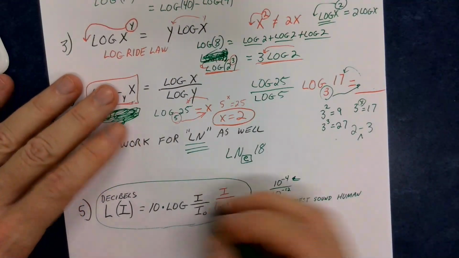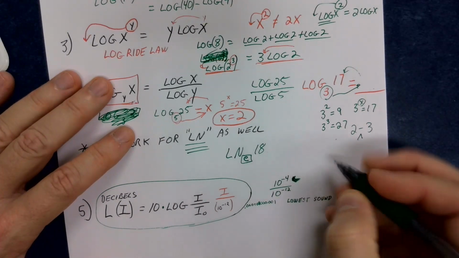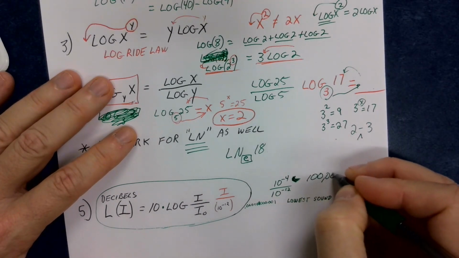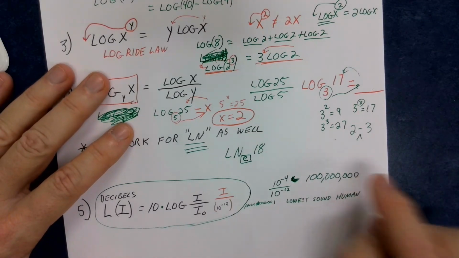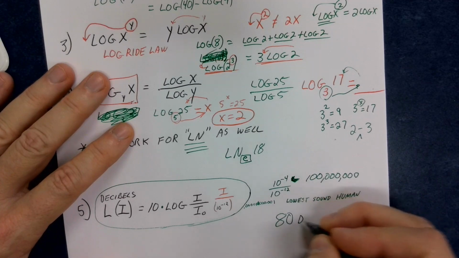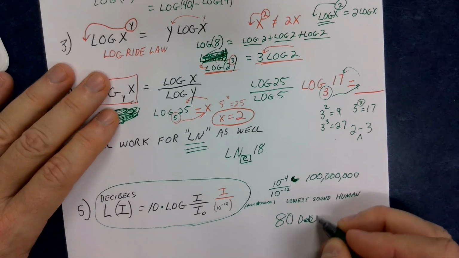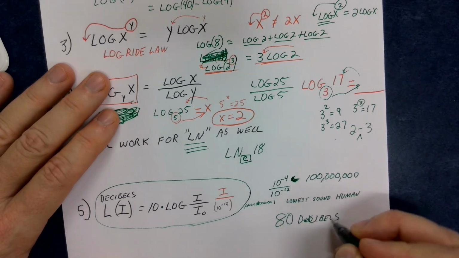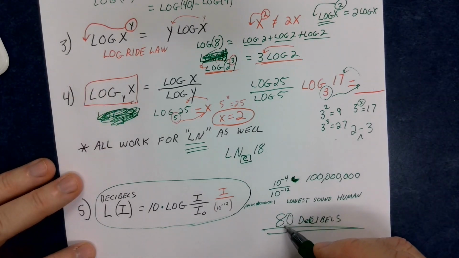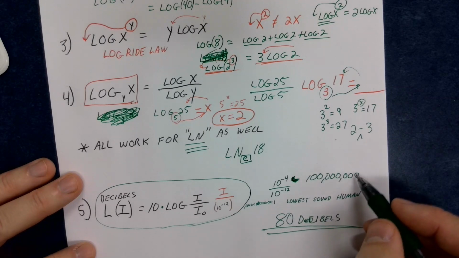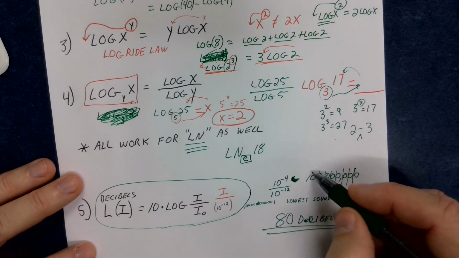So this sound right here, even though it's 100 million times more intense, we consider that 80 decibels. I'll just write it out, 80 decibels. Because it represents one factor in the decibel scale for every power of 10. There's 1 power of 10, 2 powers, 3, 4, 5, 6, 7, 8.